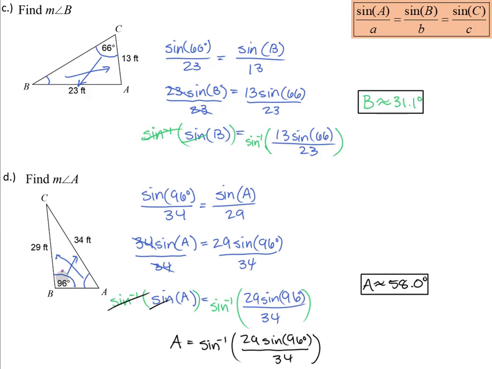All right, if you set this up correctly, you should have sine of 96 over 34 equals the sine of A over 29. Cross multiplying, dividing by 34, and doing the inverse sine or arc sine of both sides gets us A equals this expression, which according to our calculator rounds to 58.0 degrees.